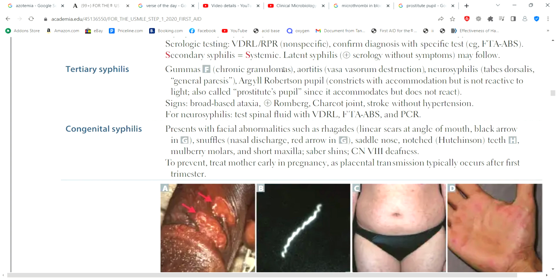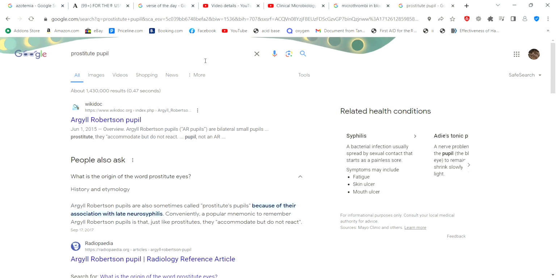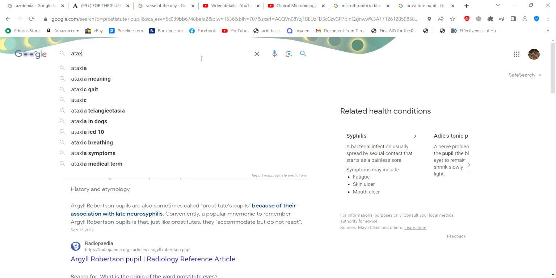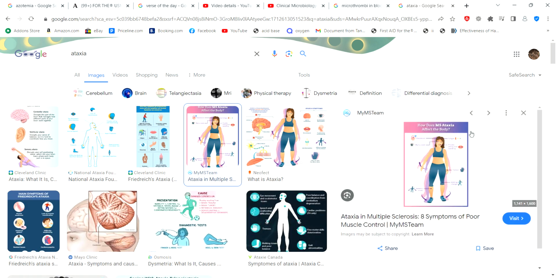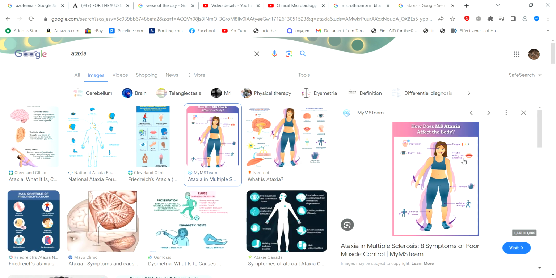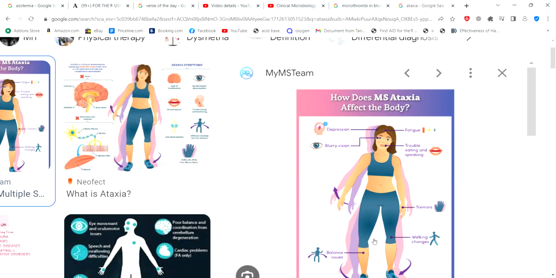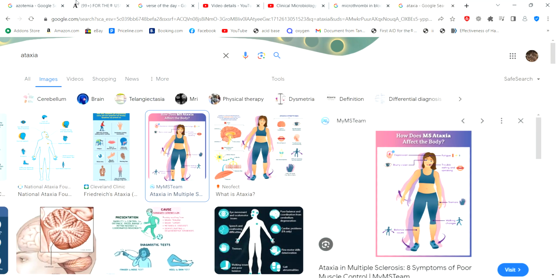Signs: broad-based ataxia. What is ataxia? This is ataxia. You can't walk properly. You have a very strange gait, fatigue, trouble eating, speaking, tremors. It's mainly an imbalance issue. Okay, so that's that.